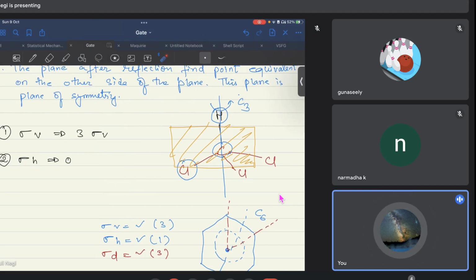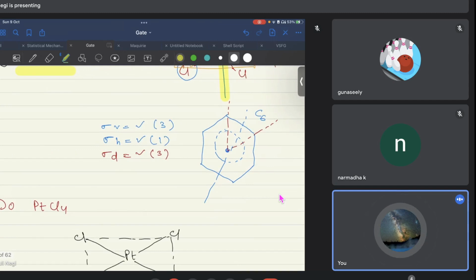For sigma h, is there any sigma h here? Because sigma h is the horizontal plane to this particular principal axis. So if I draw any horizontal plane with respect to this principal axis, will I have the reflection and get the indistinguishable structure for this molecule CHCl3? No, ma'am. Correct. So no. Therefore we have sigma h equal to 0 here.